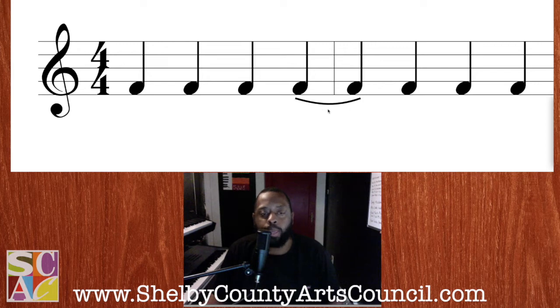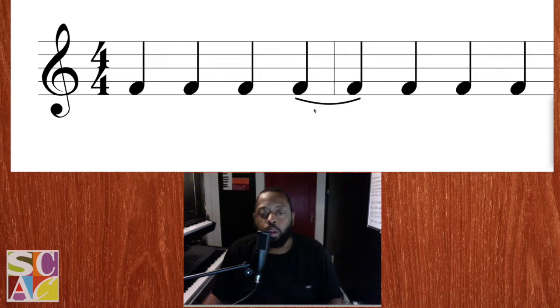So how will we count that? We're going to assume that this line or this curve is not here. All right. So visually imagine that it's not there for right now. We're going to count 1, 2, 3, 4. 1, 2, 3, and 4. Now, remember what I said. This is measure 1 and measure 2.